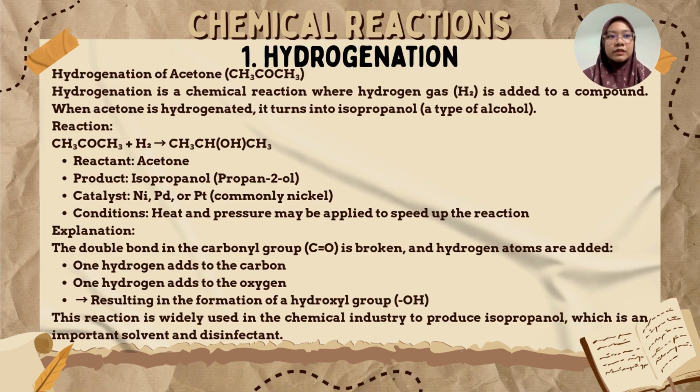Catalyst is Ni, Pd, or Pt, commonly nickel. Condition: heat and pressure may be applied to speed up the reaction. Explanation: the double bond in the carbonyl group, which is C=O, is broken and hydrogen atoms are added. One hydrogen is added to the carbon and one hydrogen added to the oxygen, resulting in the formation of a hydroxyl group, negative OH. This reaction is widely used in the chemical industry to produce isopropanol, which is an important solvent and disinfectant.